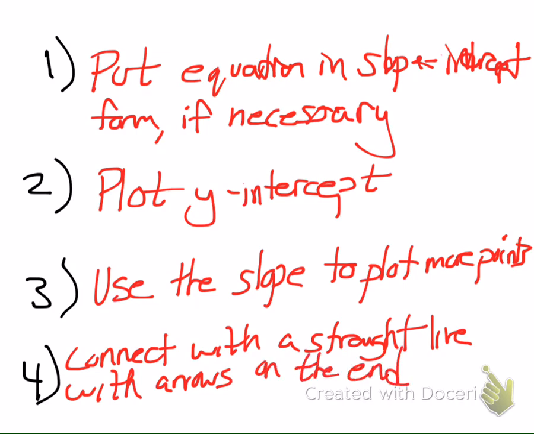Again, the reason we put arrows on the end is because these lines go on forever. Technically, there are an infinite amount of x's and y's that make it true. Okay? We just connect our points with a straight line. We draw arrows on the end. So these are the same steps we follow every time we're trying to graph a linear equation.